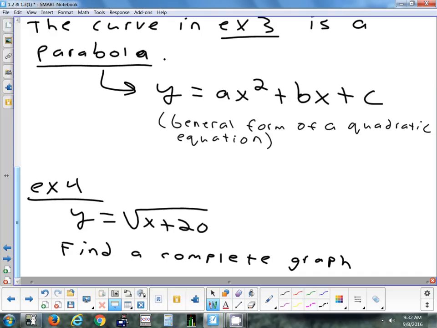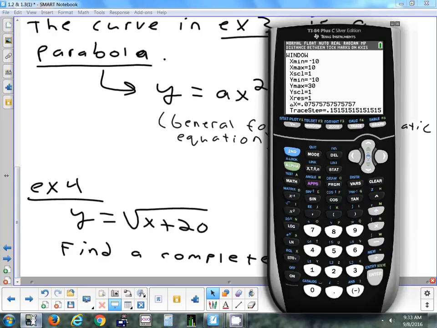I can even go a little more. Negative 20. Yep, greater than or equal to negative 20. So I can use any x value that's greater than or equal to negative 20. Right? Let's do our graph and see what we got.